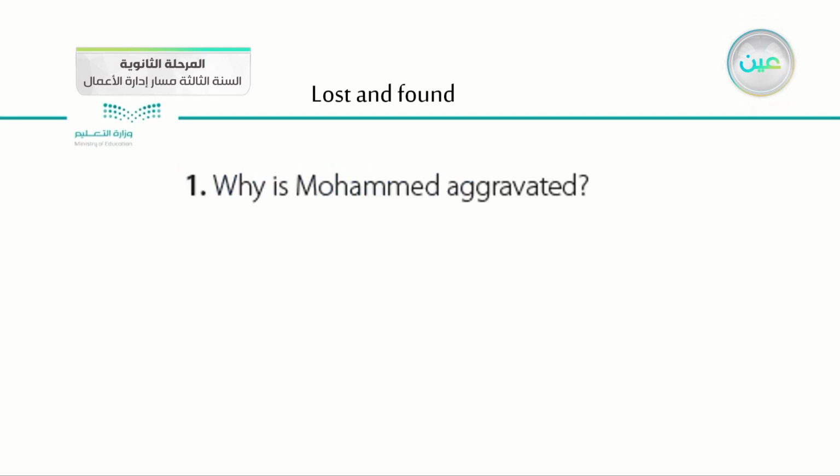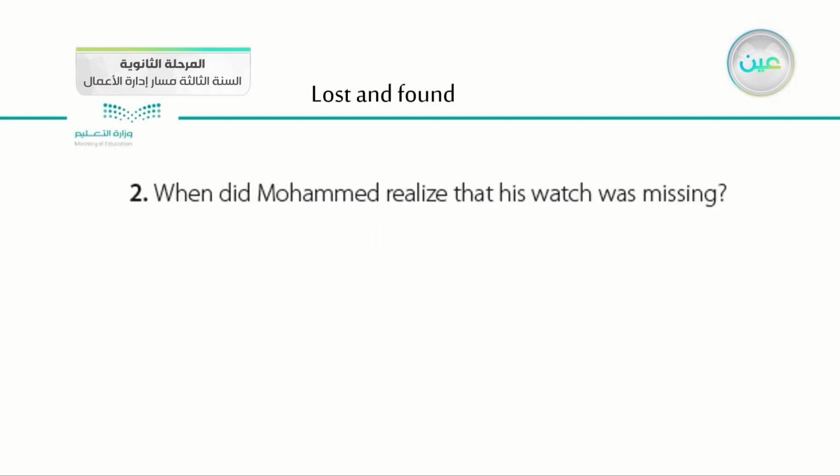So this is actually the first question. Of course, the answer is he lost his watch. So that's why Muhammad is aggravated, which is actually angry, not okay, because he lost his watch. This is the reason Muhammad is aggravated, which is actually losing his watch.